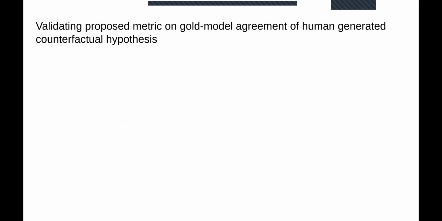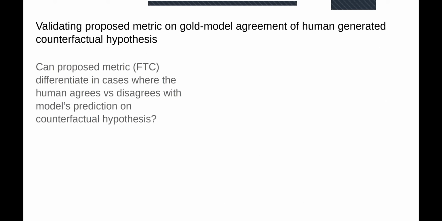Next, we try to validate the metric on gold model agreement of human-generated counterfactual hypothesis. As we mentioned right at the beginning, one practical utility is that humans should have a better handle of the model's predictions if we get slightly different input. So the domain of slightly different input that we test is now going to be the counterfactual hypothesis that has been generated by humans themselves. So faithfulness metrics should be good at discriminating whether these gold predictions agree with the model's predictions. So can our proposed metrics differentiate in cases where the human agrees versus disagrees with the model?